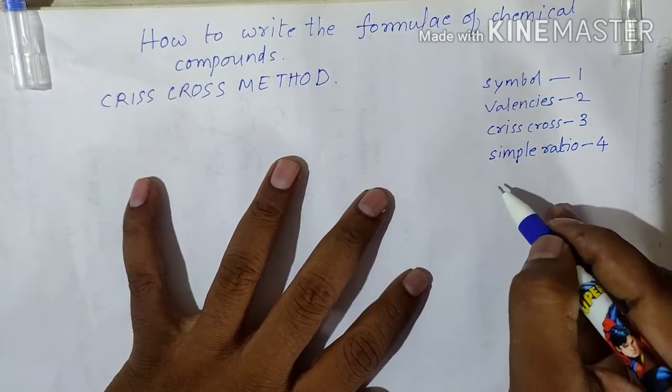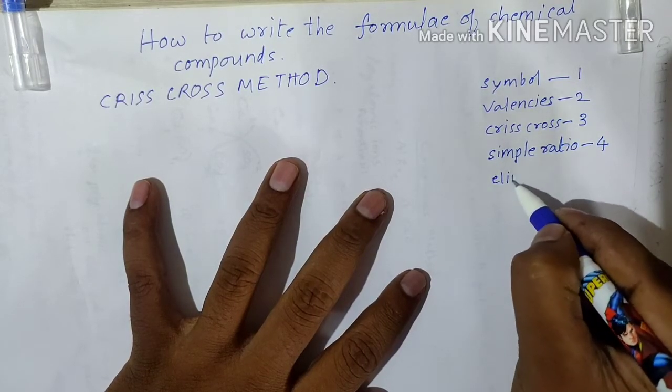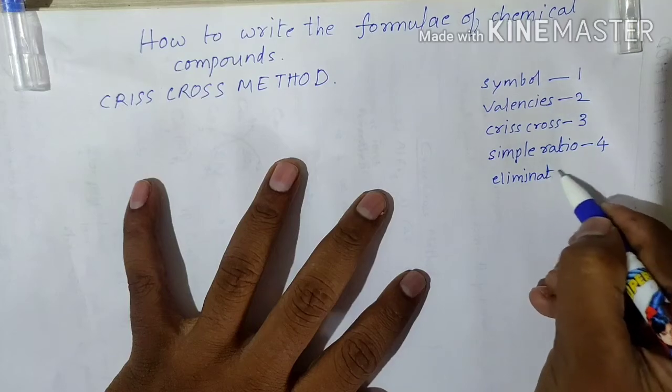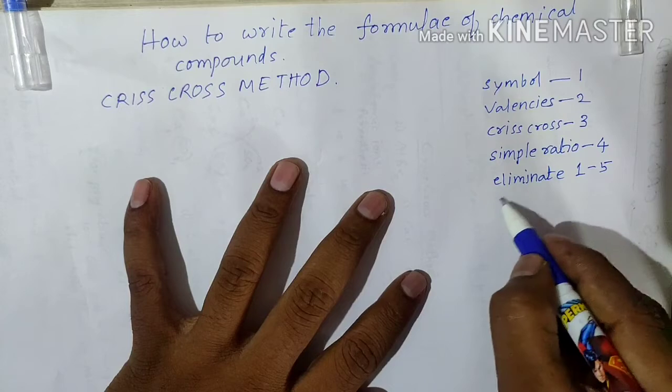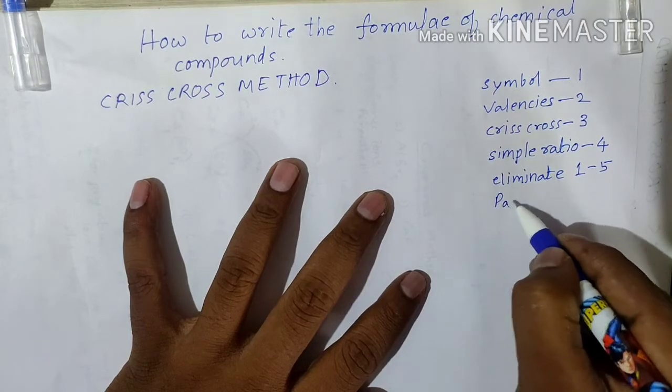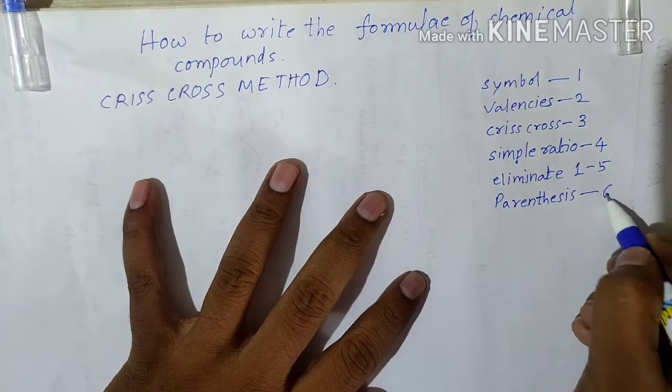In the fifth step we have to eliminate the 1, elimination of 1. And in the sixth step we have to use parenthesis. What is it? Parenthesis in the sixth step.